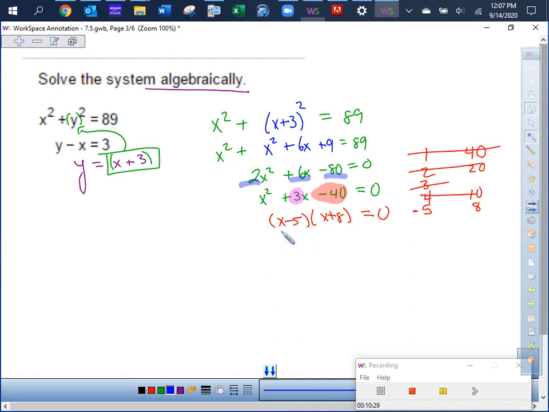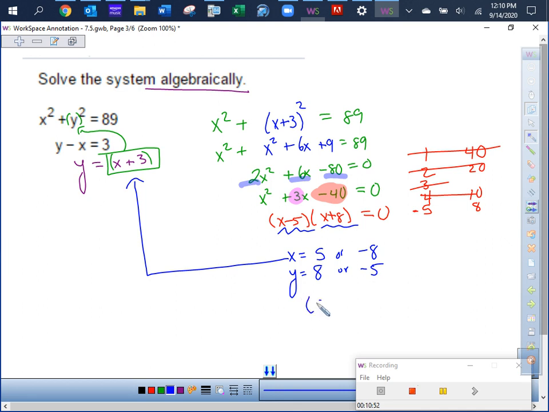And then you could solve with the zero product property and substitute back in. I'll let you do that with a neighbor. So solving, x could be 5 or negative 8. Subbing back in, if x is 5, y is going to be 3 more than that, so 8. Or if x is negative 8, y is going to be 3 more than that, so negative 5. And as ordered pairs, (5, 8) or (negative 8, negative 5).